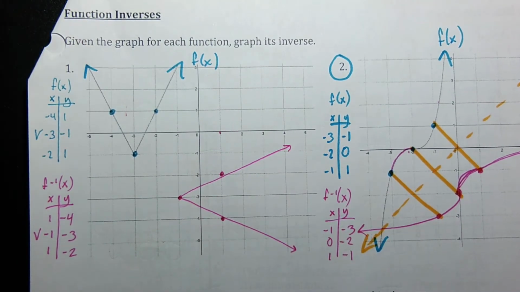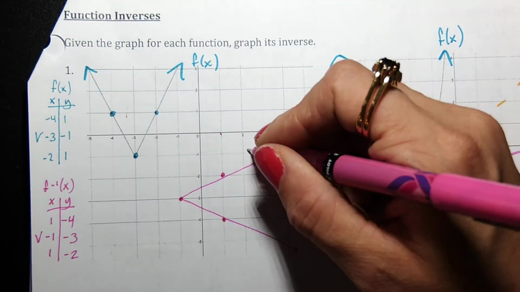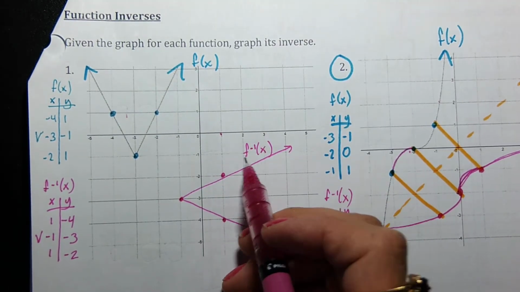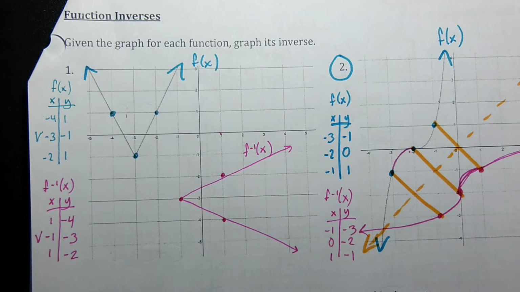And folks, make sure you're putting arrows on both ends of your graph. That is something that I'm going to be picky about on this test, in addition to labels. So practice writing that f to the -1 of x notation. We write it as that, but we read it as the inverse of f of x.